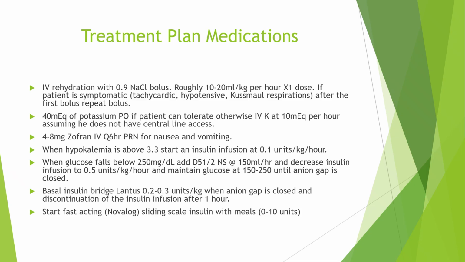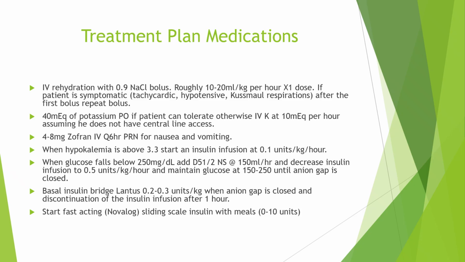When the patient's potassium is above 3.3, we can start that insulin drip. We're going to start that at 0.1 units per kilogram per hour. And this is when the hourly finger sticks come into play. When the glucose falls below 250 milligrams per deciliter, add D5 half normal saline. And you're going to start this at a rate of about 150 an hour. And depending on where you work, you're going to decrease that insulin infusion to 0.05 units per kilogram per hour. And you want to maintain a glucose of 150 to 250 until that anion gap is closed.